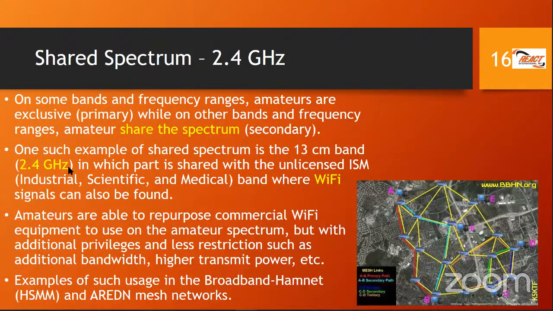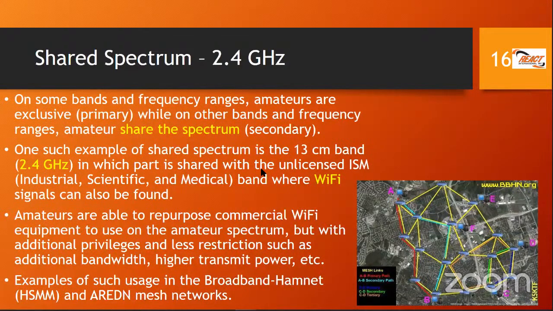So hams share that part of what we call the 13 centimeter band, 2.4 gigahertz, with other services such as Wi-Fi. As a matter of fact, hams do use commercial repurposed Wi-Fi equipment because we could run higher power, we can use another part of the spectrum that commercial operators cannot, and you have additional privileges and less restrictions. So for example, you could use the additional bandwidth as a licensed ham. You have to stay within your license, of course. You can't use bandwidth that you don't have license for, and you could run a higher transmit power as per the authority providing you with those power limits.